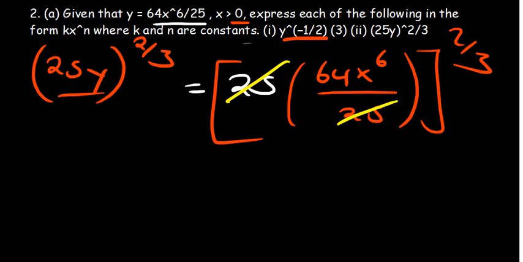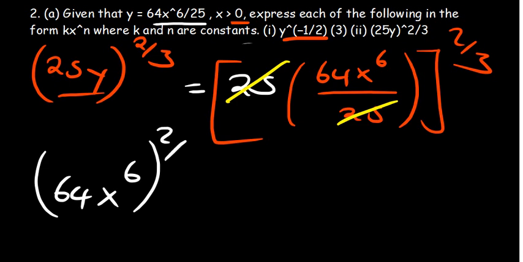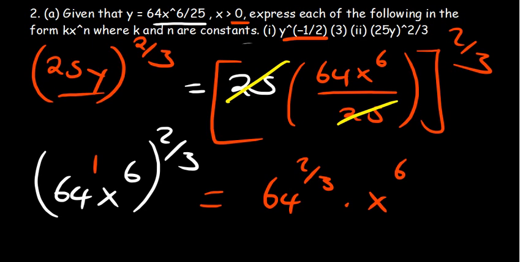So this is very easy because that can divide. Then inside the brackets, what we are going to remain with is just 64, x to the power 6. Then raised to the power of what? 2 over 3. So 64 is raised to the power 1. We can distribute the power there. So this is going to be 64 raised to the power of 2 over 3, and x to the power 6 also raised to the power of 2 over 3.